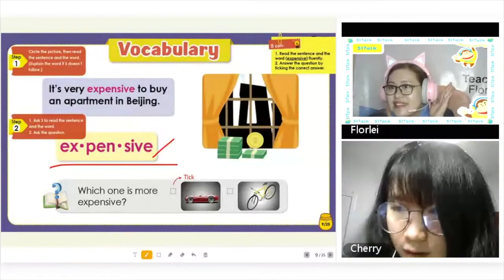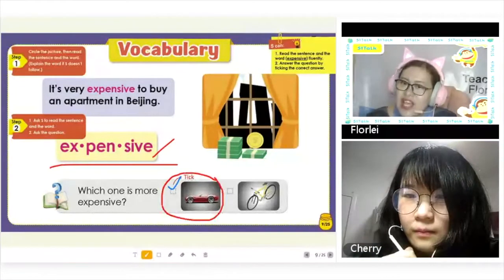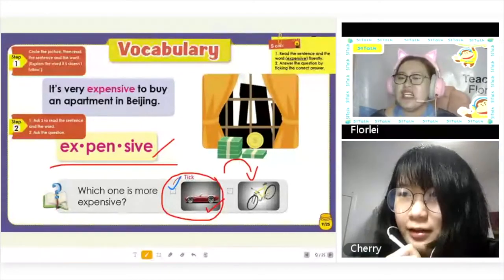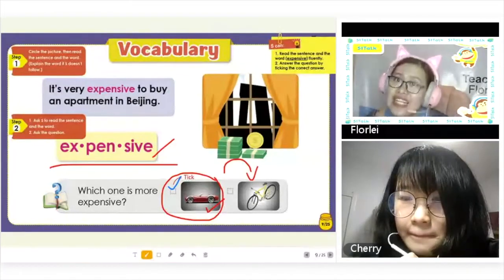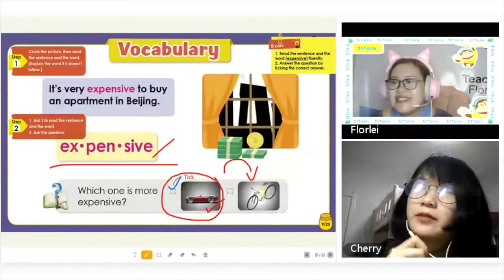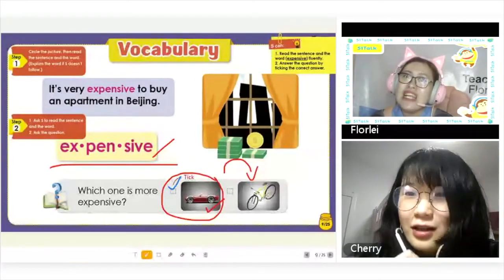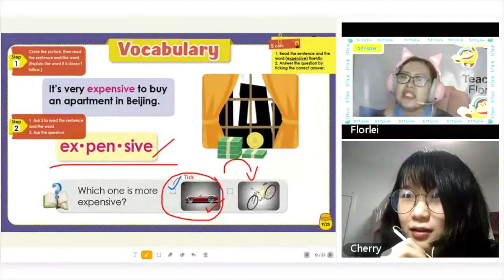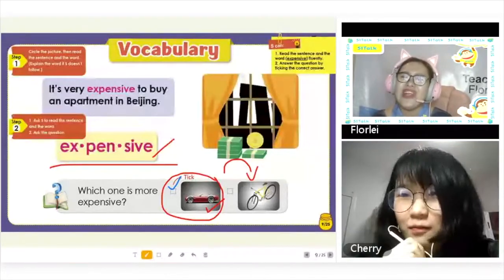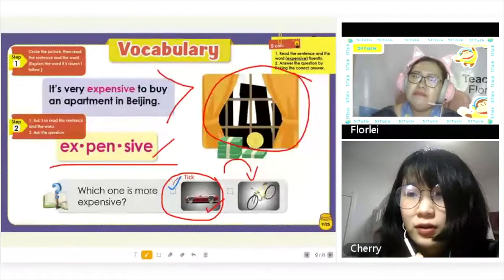Expensive, I think this. Yes, that is more expensive because a car costs more than the value of a bicycle. Okay, how about you? Can you give another example of something that is expensive? Such as, let me see. The house. Okay, yes, buying a house is quite expensive. Okay, very good. Okay, let's read about the picture.